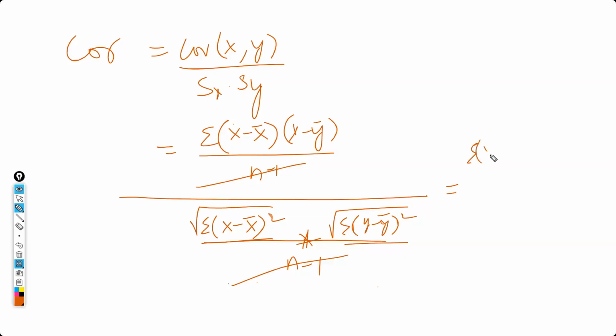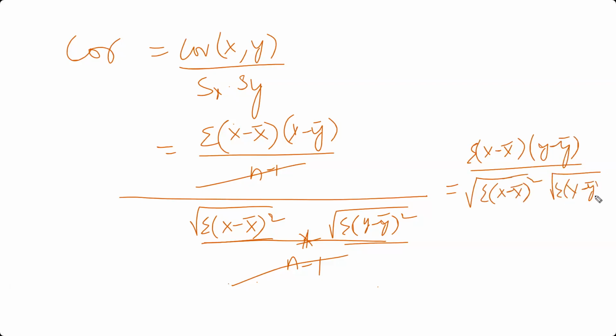So sigma of (x minus x bar) into (y minus y bar) divided by square root of sigma of (x minus x bar) whole square into square root of sigma of (y minus y bar) whole square. That is the formula of correlation. And the correlation is given by the symbol R.